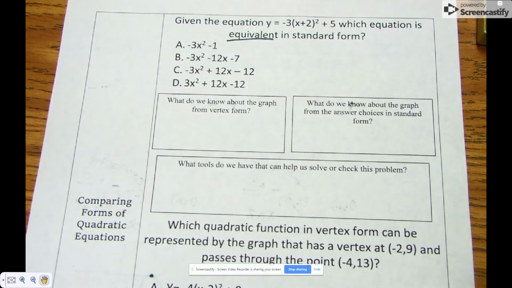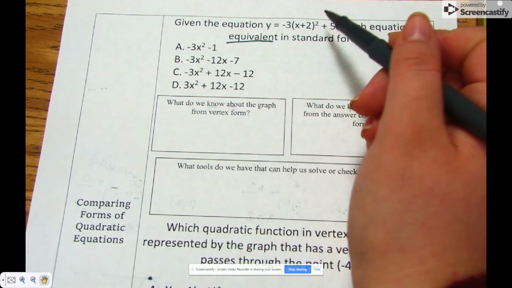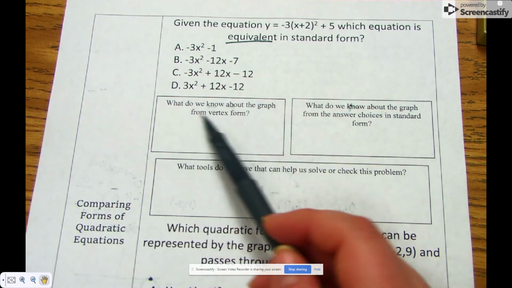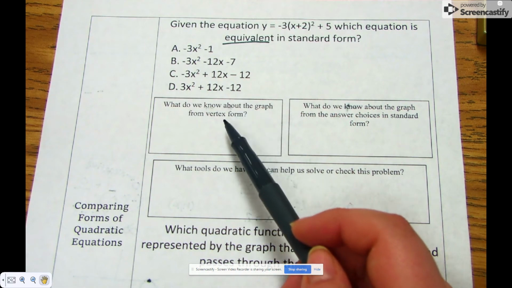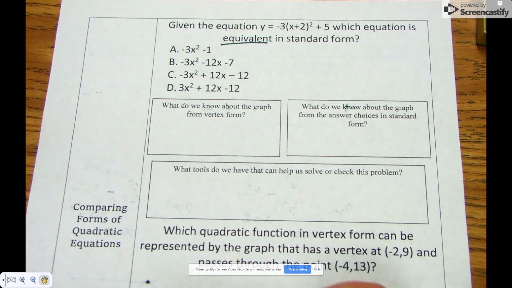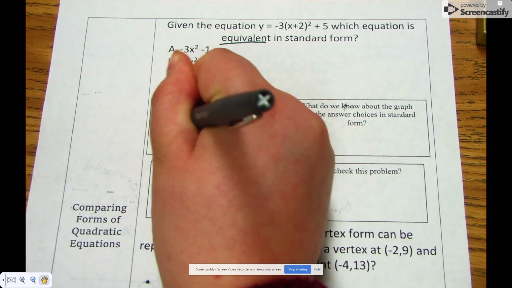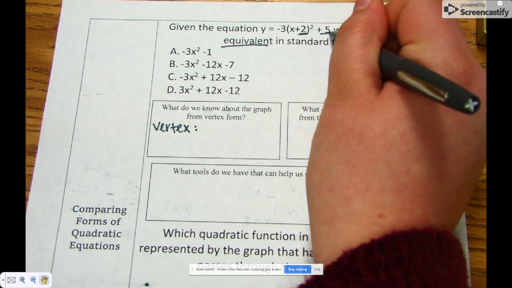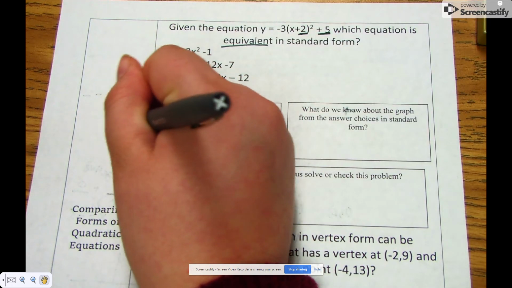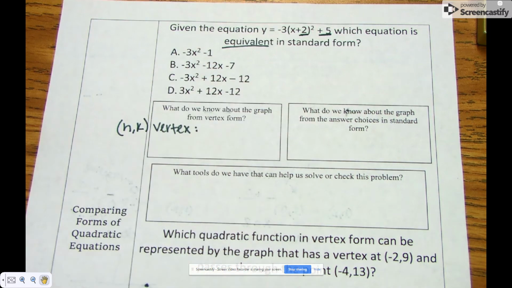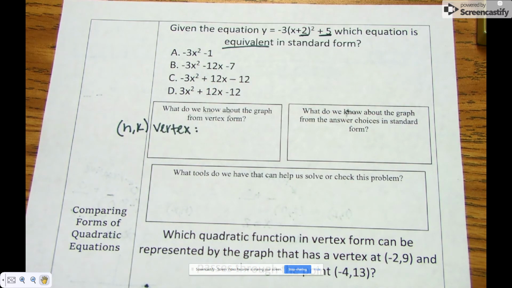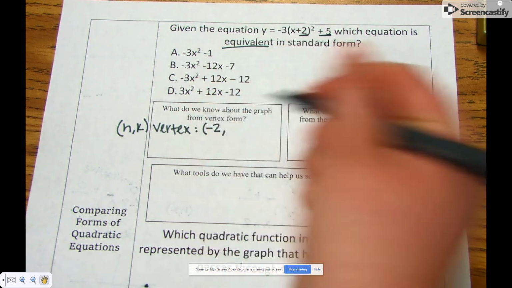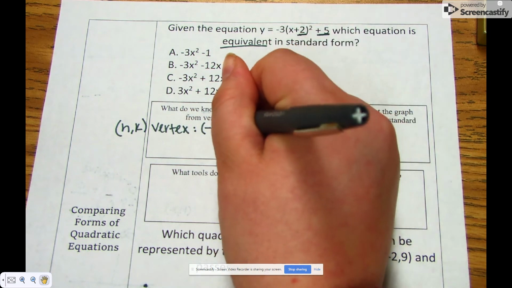But first, I want to think about this equation and what we can get from it without just having to rely on Desmos. So this first question down here says, what do we know about the graph from vertex form? Well, we just learned how to find our vertex. So let's see what our vertex is. I look in the h spot and the k spot. Our vertex is (h, k), and h is our opposite. So here, where 2 is positive, it's going to be negative 2 in our vertex, and then comma 5.